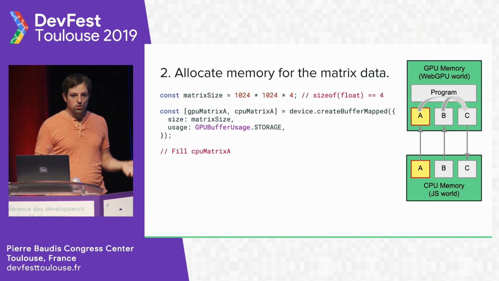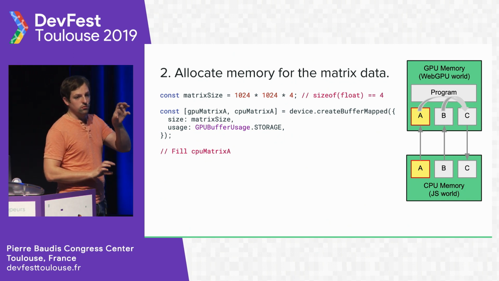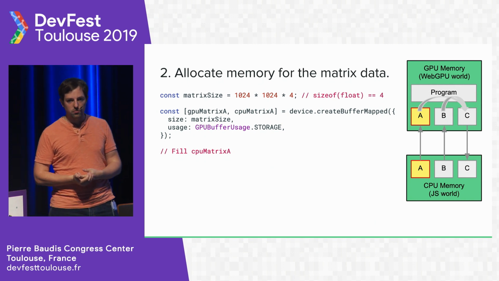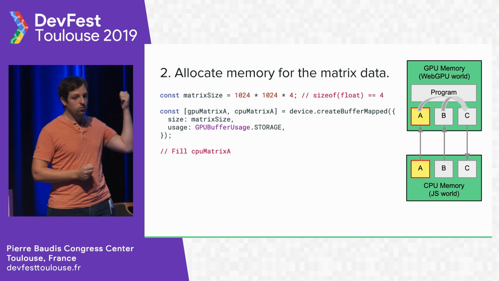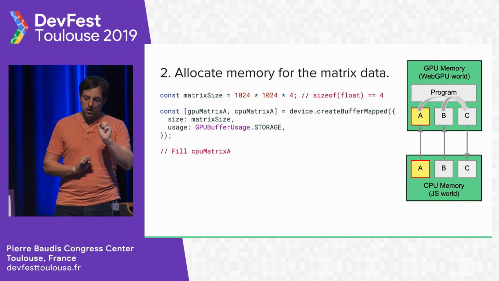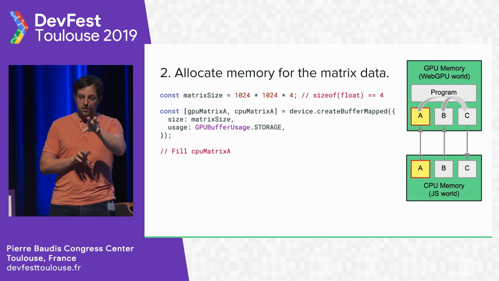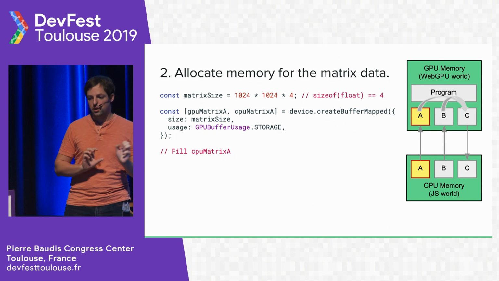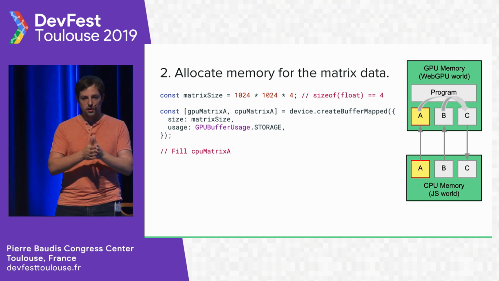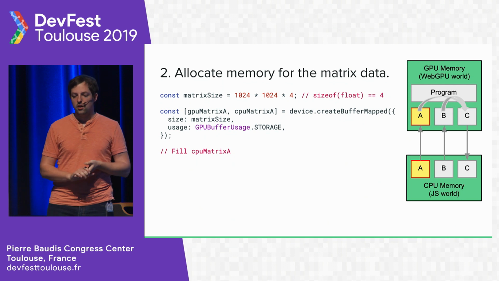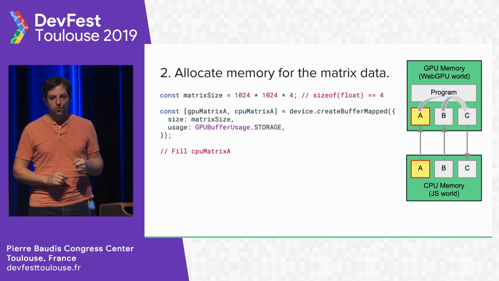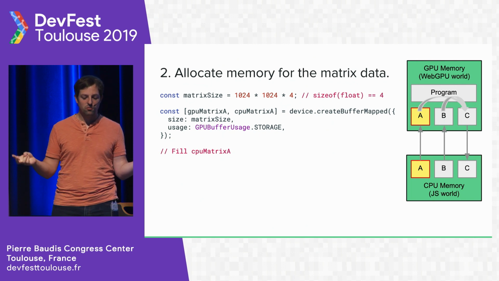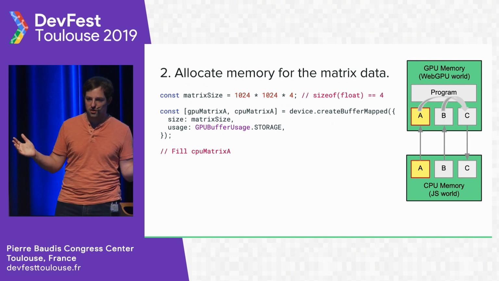Then we create the memory allocations used for the matrix. So in WebGPU, memory allocations are called buffers. And here we say, please create me a GPU memory allocation that is mirrored by a CPU memory allocation that has this size in bytes. And I'm going to use it for storage, which is the name for using this with compute shaders.